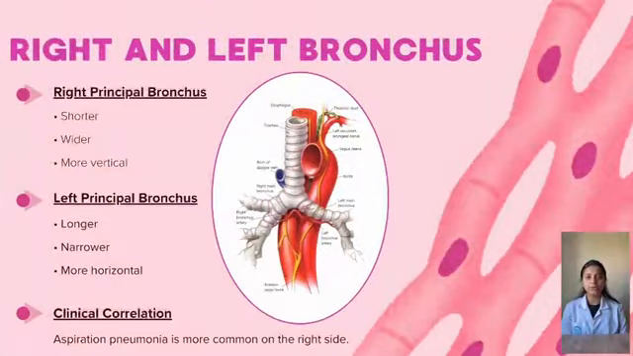Right and left bronchus. There are certain differences between the right lung and the left lung. The right principal bronchus is shorter, wider and more vertical, whereas the left principal bronchus is longer and more horizontal. Because of this anatomical arrangement, inhaled foreign bodies and aspiration pneumonia occur more commonly in the right lung.